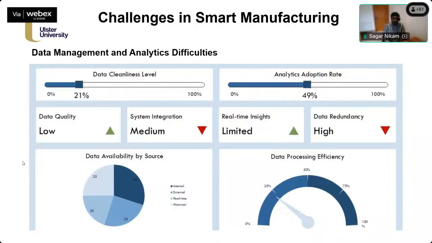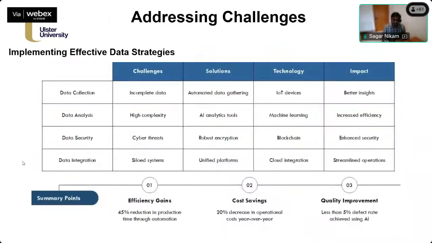Okay. So for collecting the data, we need to follow certain steps. When we look at the strategies, there are certain challenges, solutions, and technologies that help you collect data, and their impact. There are different aspects that we need to consider in data handling: data collection, data analysis, data security, and integration. Data collection is the first. Once we have data collected, then we analyze it. Once you have data analyzed, you differentiate good and bad data.